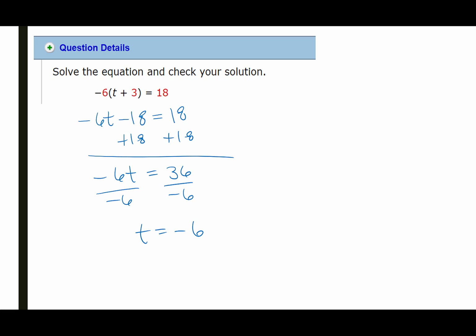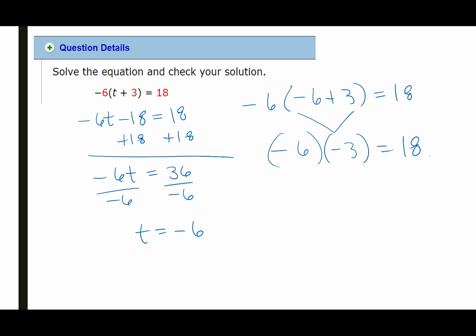And t equals -6. To check our solution, we could say -6 times (-6 plus 3) equals 18. Order of operations would have us combine -6 and +3 together first. -6 times -3, that does equal a positive 18, so t equals -6.